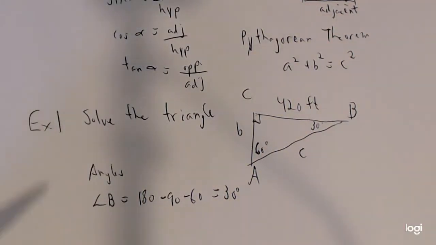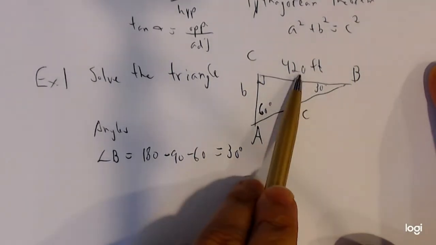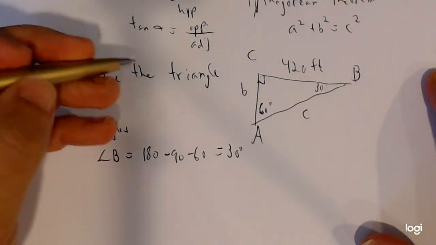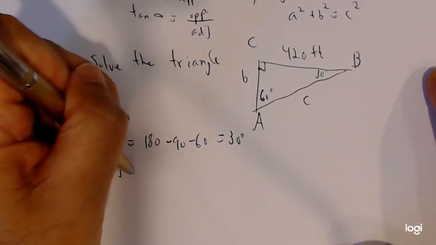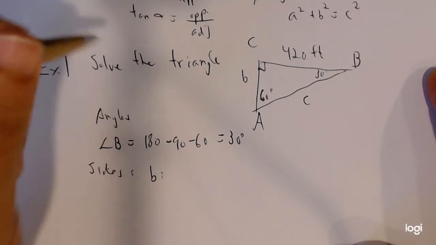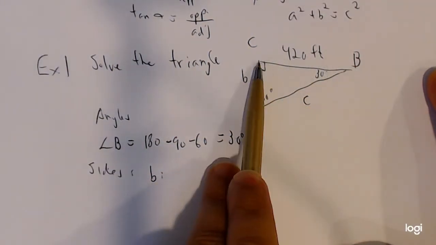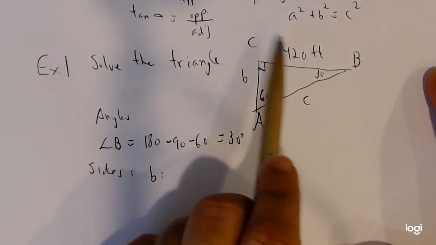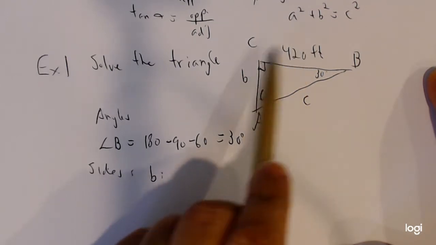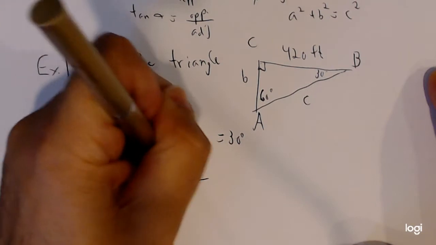How nice is this? Once we see a 30, 60, 90 triangle, we can find all the other missing sides without any issues as long as we have one side, and notice we already have one side given to us. So if I go after the sides now, how would I find side B? This side, which is opposite 60 degrees, is the longer leg. To get from the shorter leg to the longer leg, we would multiply by rad 3. So to get back, I would have to take 420 and divide it by rad 3.